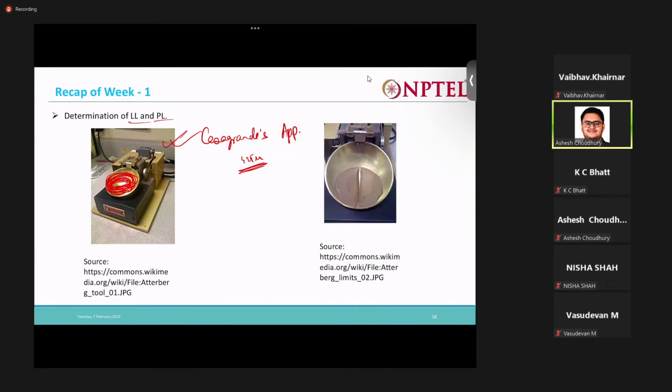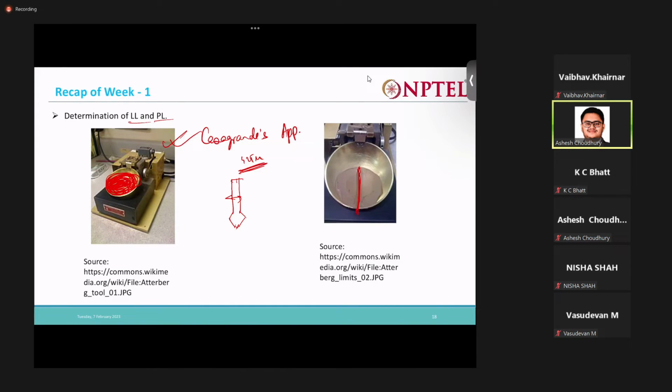Fill this cup. After we fill this cup, we use a tool. It's a tool made of some metal. It looks something like this, very small, like the size of your pen, but the width is quite high, about 3 to 4 centimeters, with the length of a pen. Using this tool, you make one groove in the soil paste that you made.